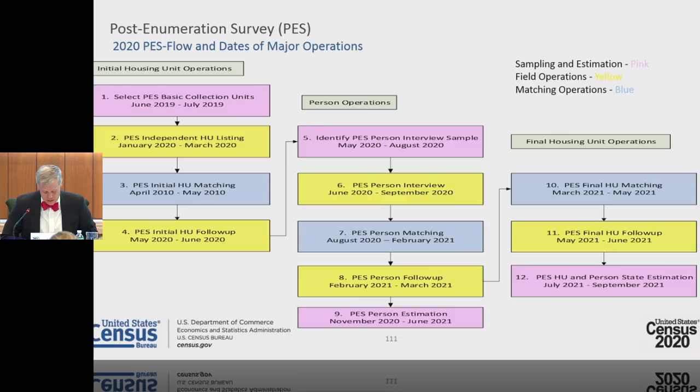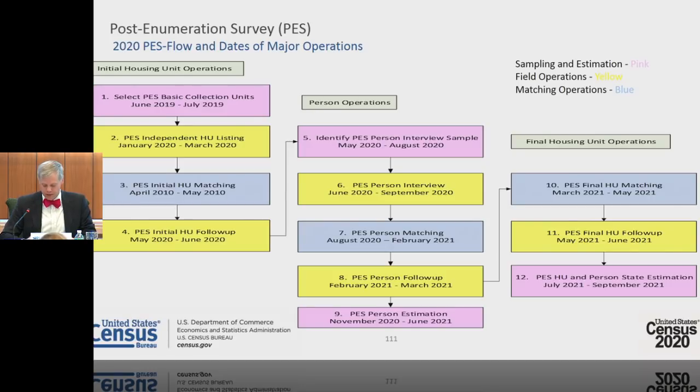In box 5, we subsample large blocks. This subsampling results in a more heterogeneous sample, which increases the precision of our estimates. After subsampling, we move to the second yellow box in the second column, the person interview. In this operation, field representatives use an automated instrument to interview all sample PES households to create a roster of people living in the household.